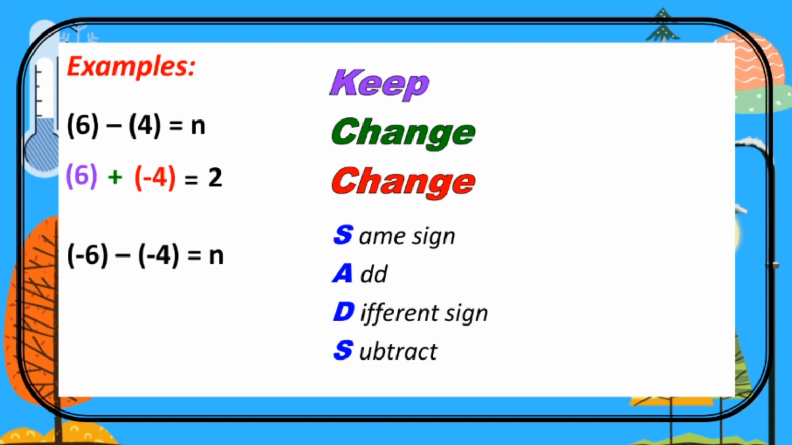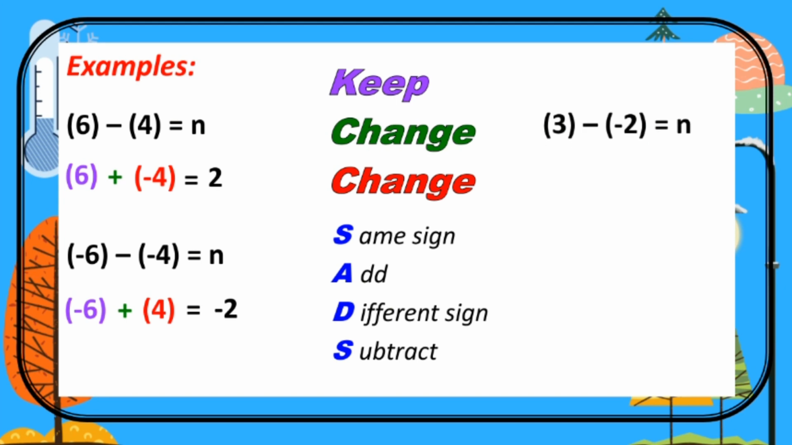Negative 6 minus negative 4 equals n. Keep. Copy negative 6. Change. Change minus sign to plus sign. Change. Change negative 4 to positive 4. And then, compare natin, different sign silang dalawa. Kaya, subtract. 6 minus 4 equals 2. Pero, ang ating bigger number ay negative. Kaya, ang sagot natin ay negative 2.